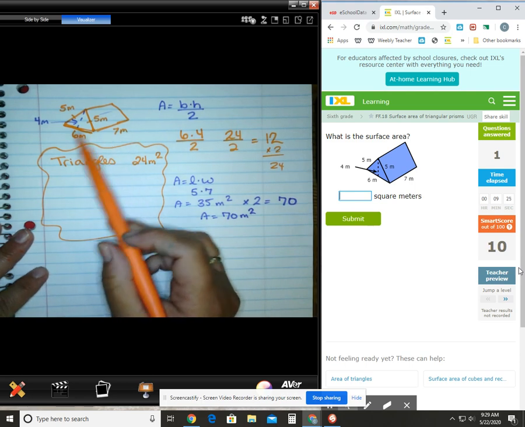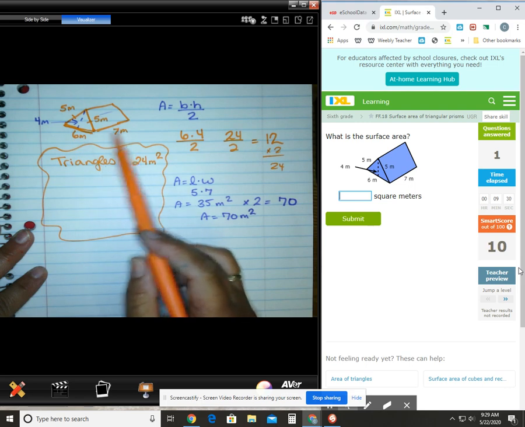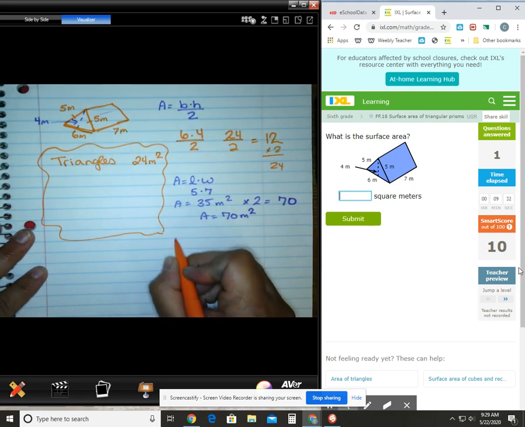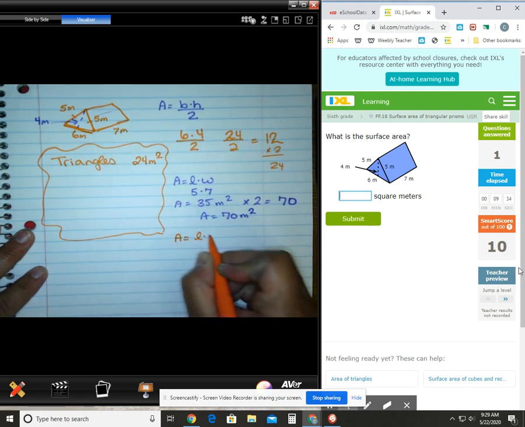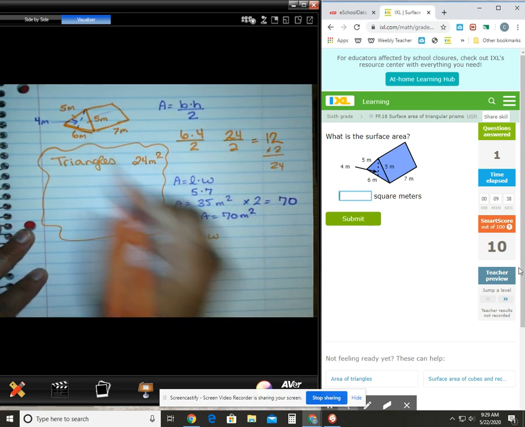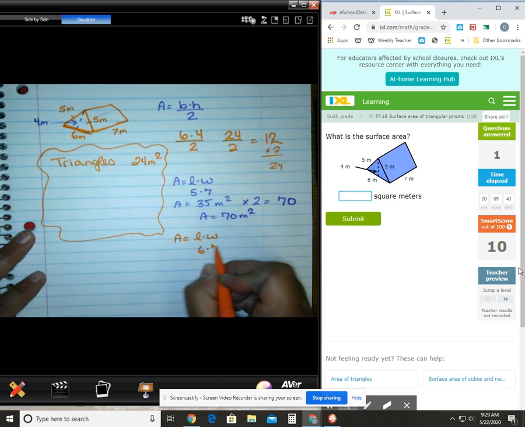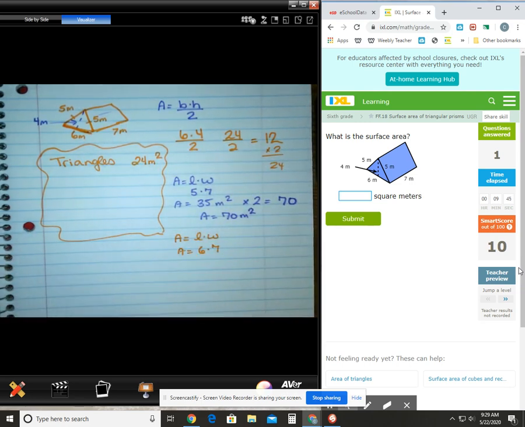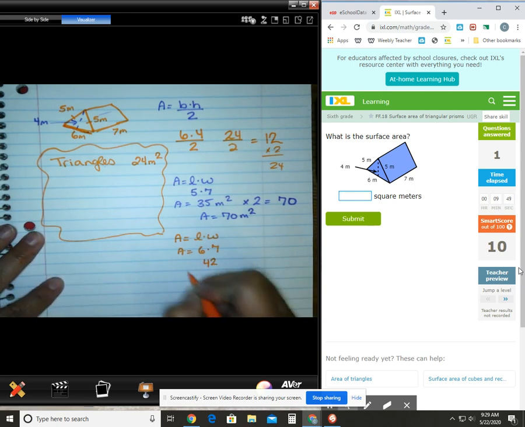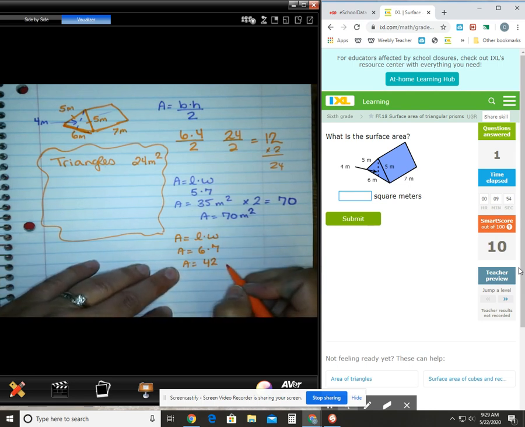Lastly, I need the bottom or the base of my tent, right? So if I take a look at the base of my tent, I know it's a rectangle. Area is equal to length times width again, because that's the rectangle. I'm going to do this side is 6 and this side is 7, so 6 times 7, right? Area is equal to 6 times 7 equals 42, right? And that's it. I only have one base, so this is going to be 42 meters squared.